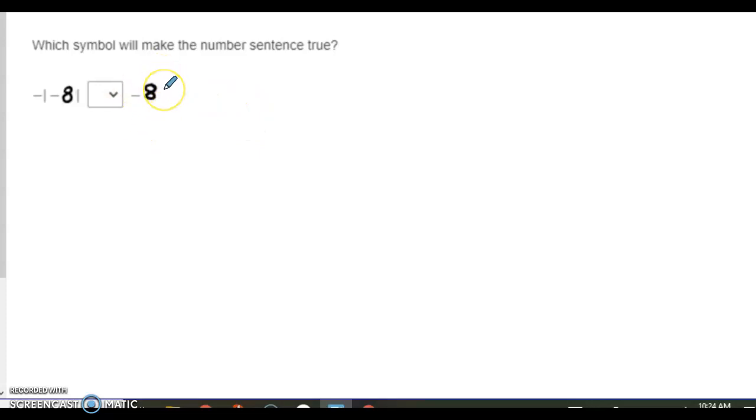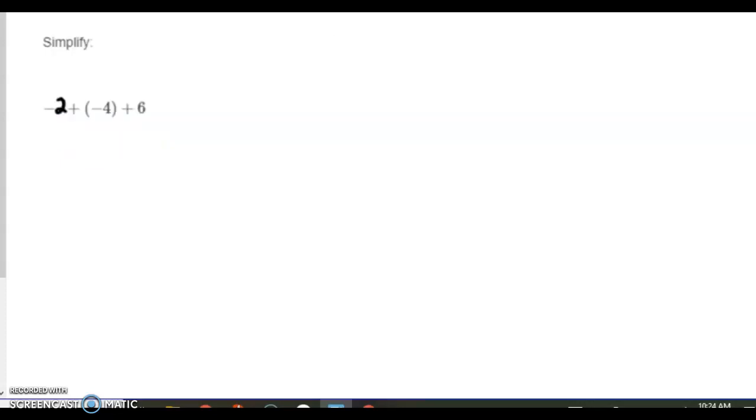Okay, again, it says which symbol makes the number sentence true. So we got to do a little bit of simplifying over here. The absolute value of -8, the absolute value of anything is the distance from 0, and so the absolute value is always positive. So just inside these absolute value bars, that will become a +8. But I can't leave this little sucker off. I got to bring that negative sign straight down. So when I simplify this, I'm trying to figure out the relationship between -8 and -8. And clearly those two are equal. So the symbol there would be equal to.